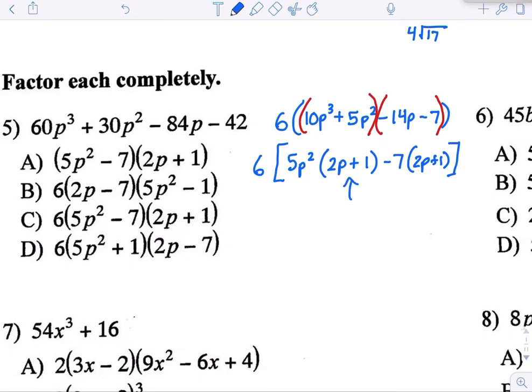Now, take a look. Both of these parentheses are the same, so that means you guys can factor out a 2p plus 1 from both of them. So we're going to get 6 times 5p squared minus 7 times 2p plus 1. Answer looks like C.